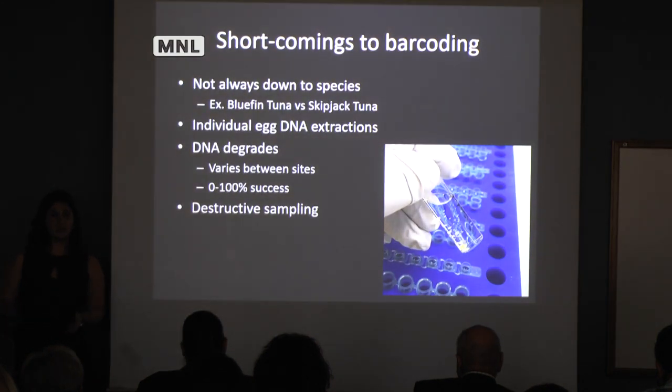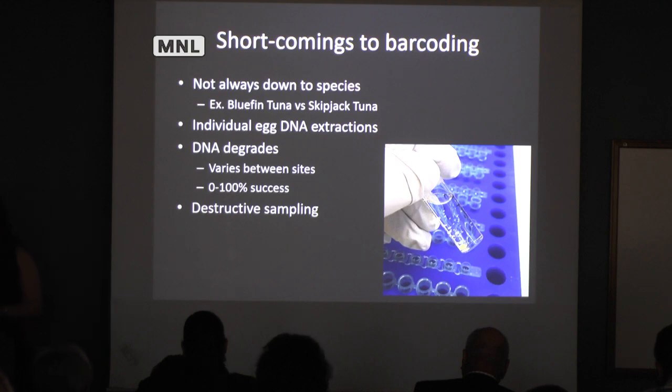Now, there are shortcomings to DNA barcoding. One of them is that we don't always get down to the species level. And so you saw probably that I said taxa instead of species. And so that can be things like family, genus, or species. But typically, we get down to the species level.